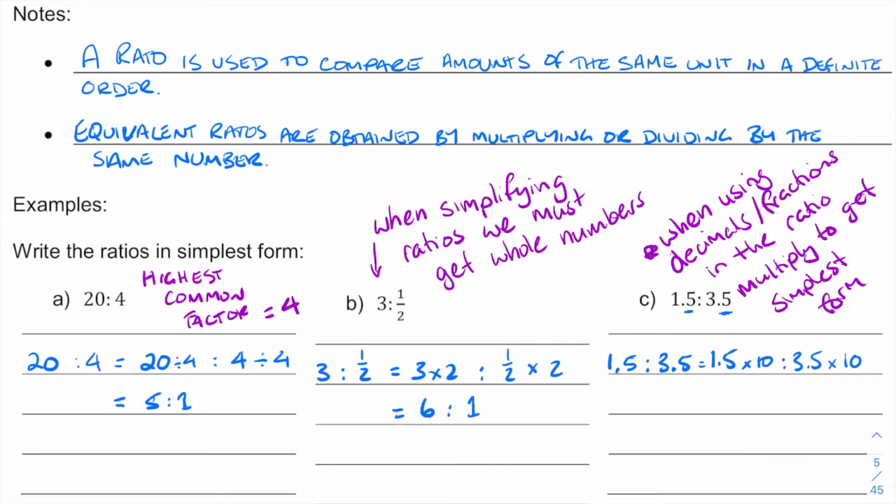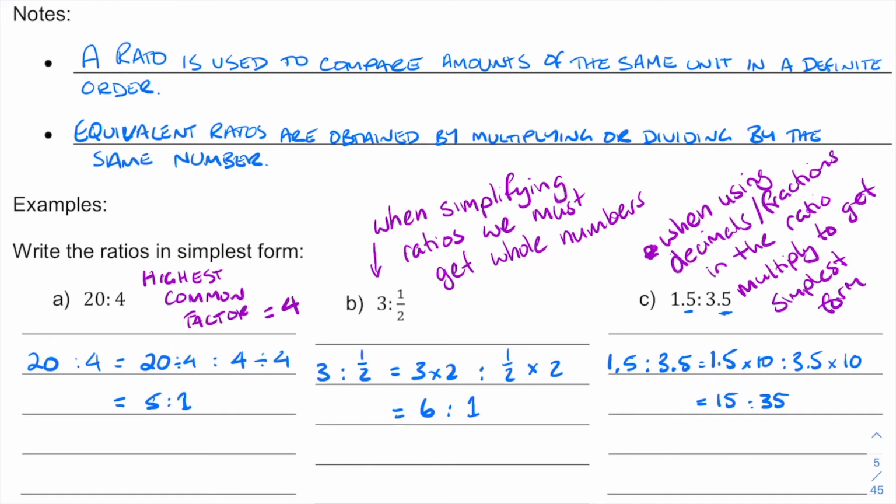So there we have it. We have 1.5 times 10 and 3.5 times 10, which gives us 15 to 35. Now, you may notice this isn't actually the simplest form yet. We have 15 and 35. Both those numbers have factors. Okay, they're not prime numbers. If they were prime numbers, or if one of them was a prime number, we'd have our simplest form.